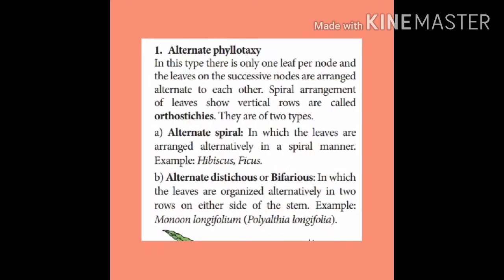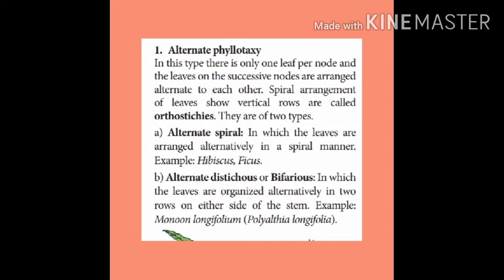Now we are going to learn about phyllotaxy. The definition for phyllotaxy is important. The mode of arrangement of the leaves on the stem is called phyllotaxy. Why are the leaves differentially arranged on the stem? It is to receive sunlight so that the plant can do photosynthesis. Based on this, they are classified as alternate, opposite, ternate, and whorled. Opposite phyllotaxy and alternate phyllotaxy we will see now.